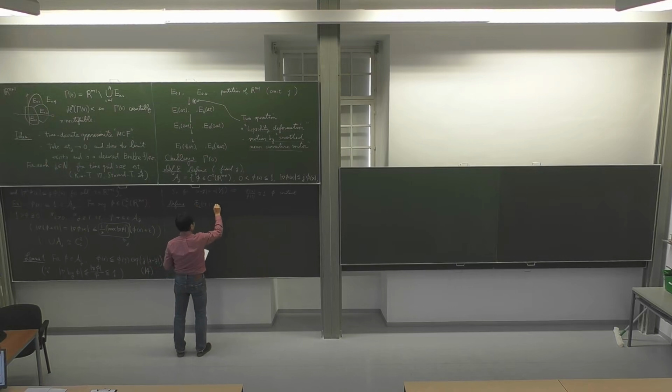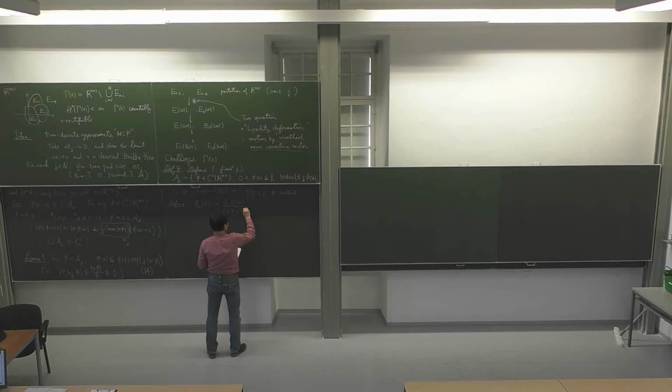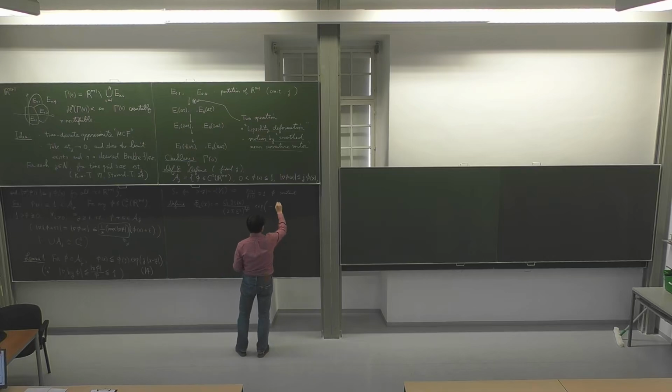to be some constant times, let's see, x divided by 2 pi epsilon to the square, plus 1, times the exponential function of minus x squared.